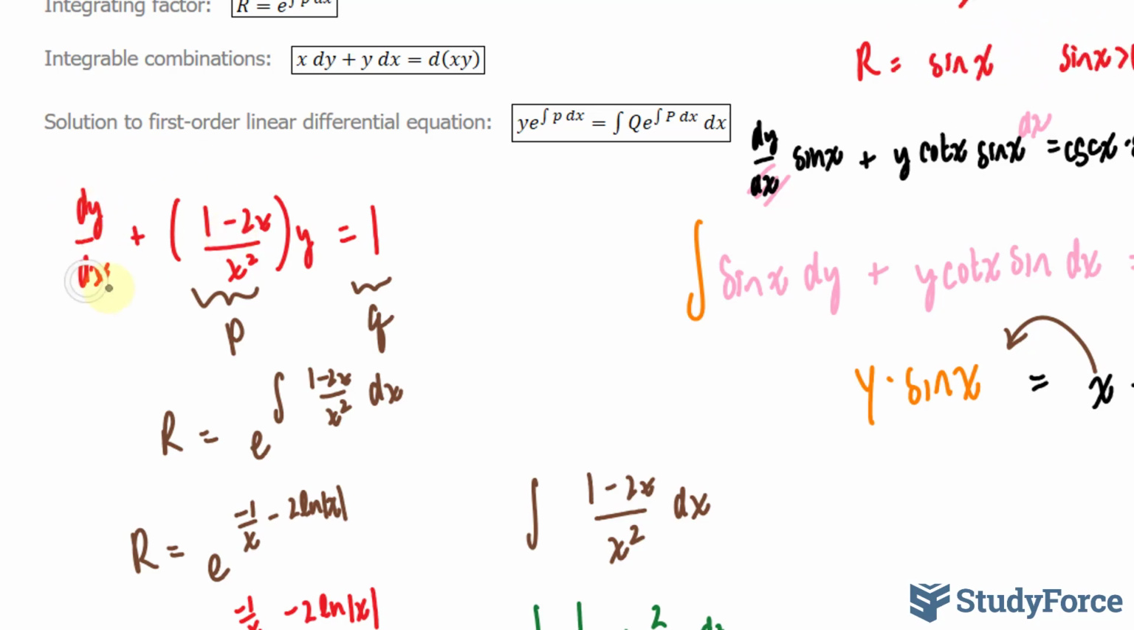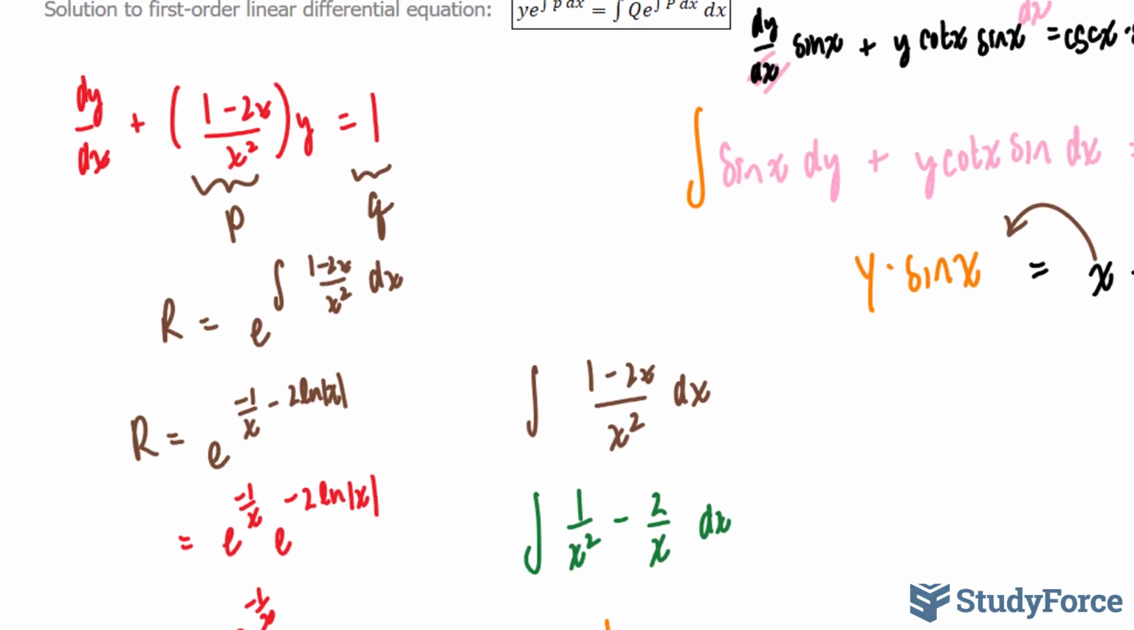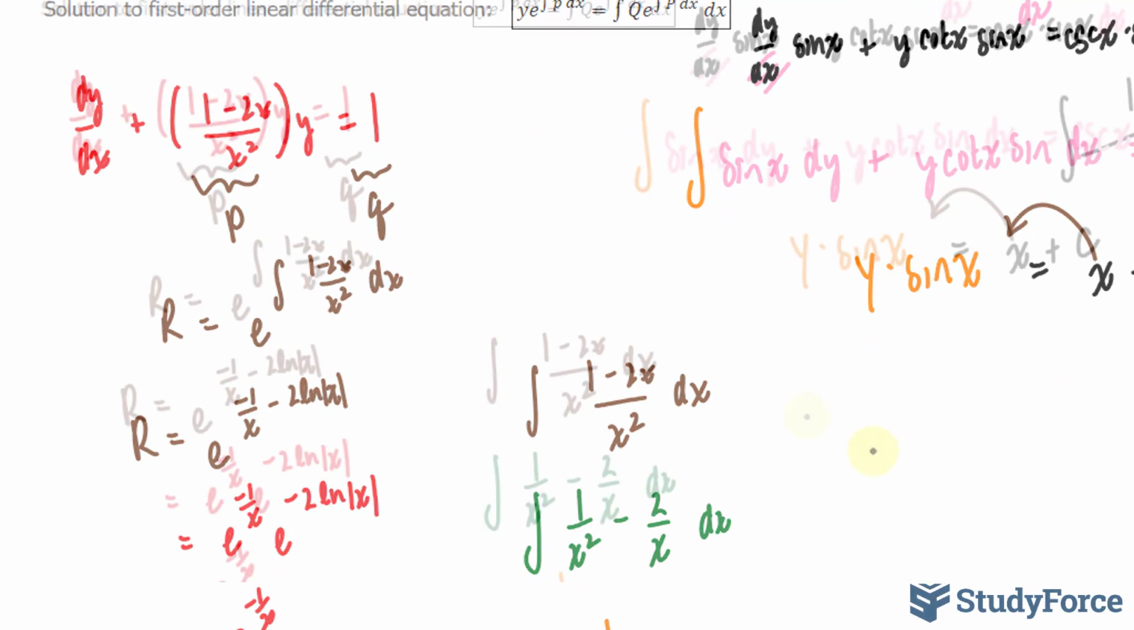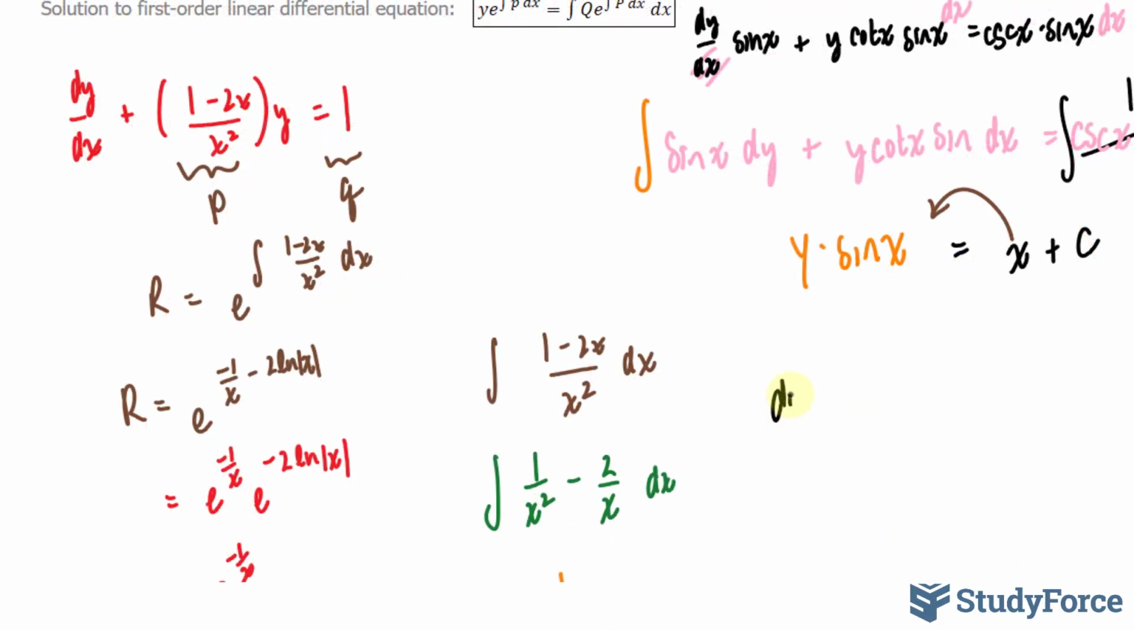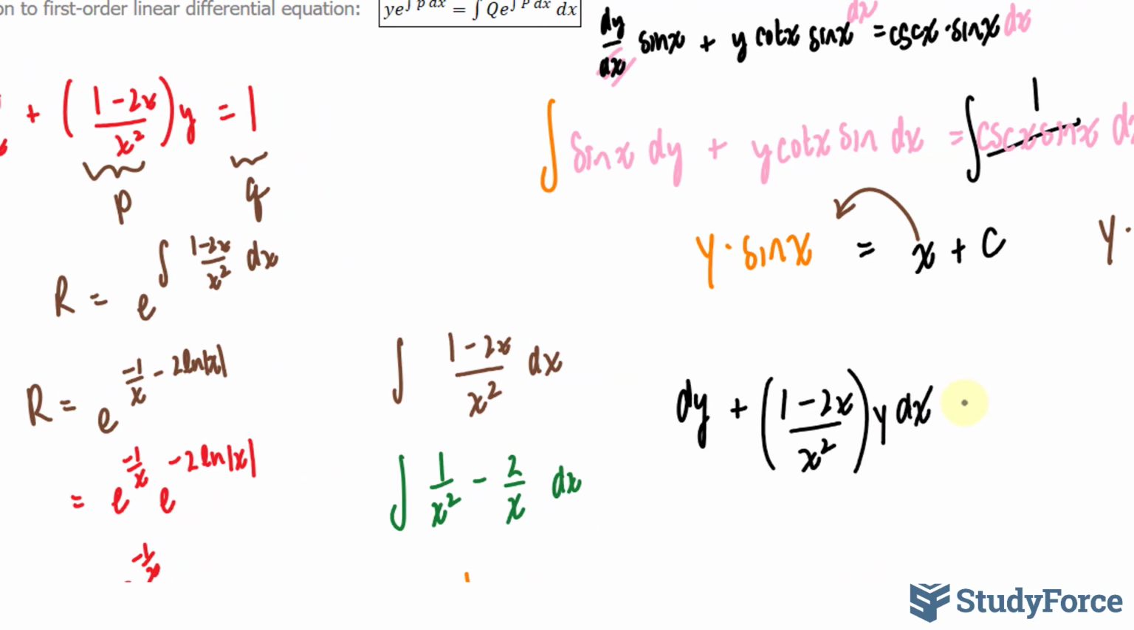So I'll multiply the left side and the right side by what I just found for r. And before we even do that, what I can do is clear the denominator, the dx, by multiplying this whole thing by dx. So I'll show that first, and I'll show my work over here. I have dy plus (1 minus 2x) over x squared y dx is equal to dx.